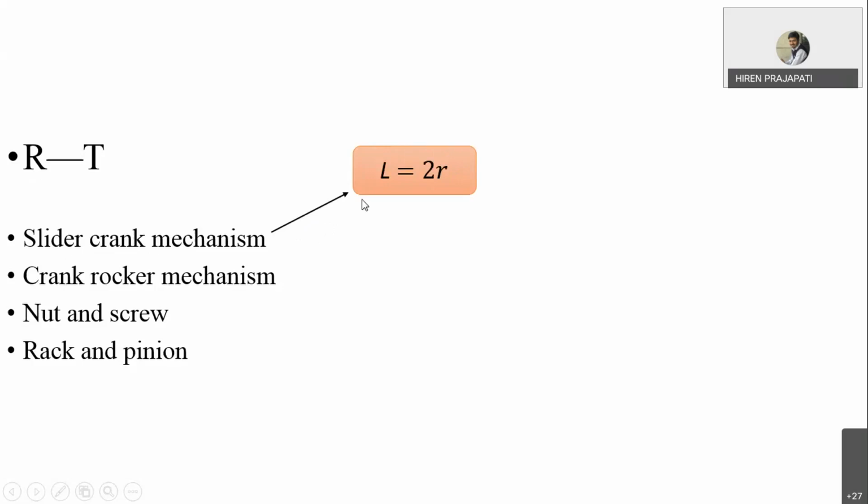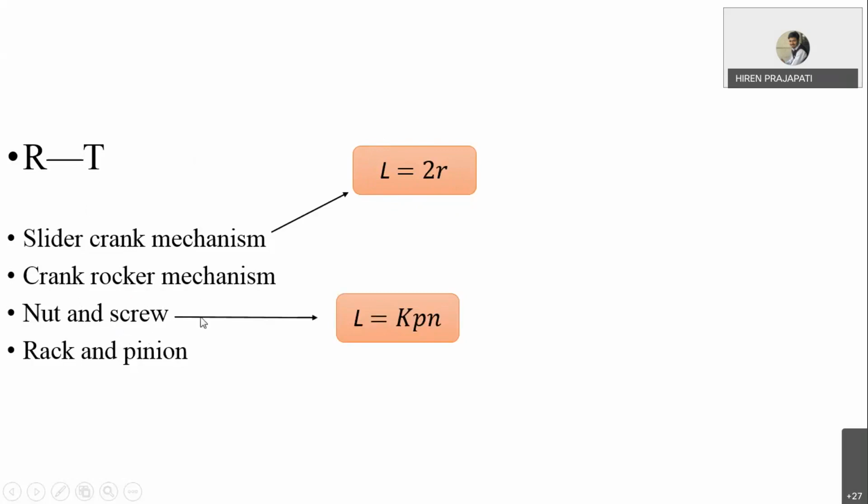So first, slider crank mechanism. The simple relation is: if you know R, the crank radius, then you can find out the stroke of the slider, right? And if you know the RPM of that crank, then within that RPM the slider will travel that much distance. So if you find 2r omega, that would be the velocity of the slider, right? I keep the crank rocker mechanism for you. Just find out the RT transmission ratio for the crank rocker drive.